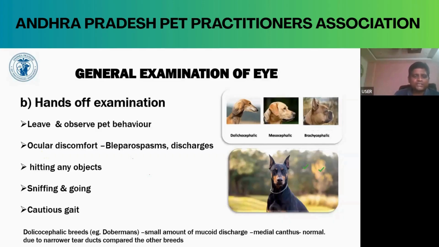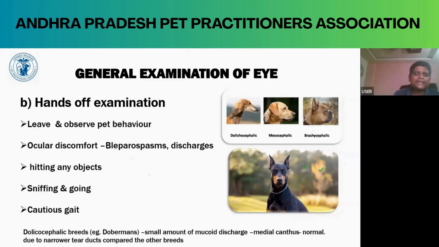So whenever there is a cautious gait, or the animal is hitting objects, or the animal is sniffing as it goes, it means the animal is having blindness. So again, a thorough examination is needed. What is the reason behind it? They have to go for it.